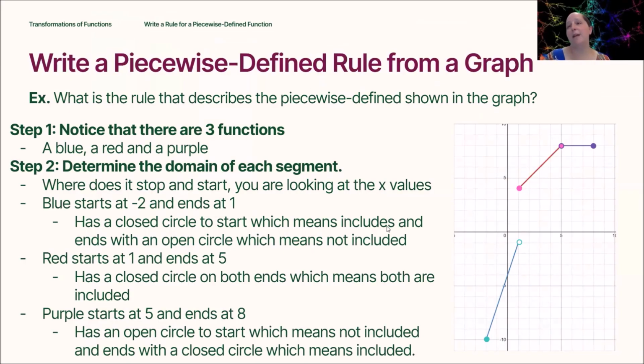I wanted to determine my domain for each of my segments. So the blue starts, again, I'm looking at my x values. My blue starts at -2 and it ends at 1. There is a closed circle at -2, which means that point's included. And there's an open circle at 1, which means it's not. My red starts at 1 and ends at 5, and they both have closed circles. And then my purple starts at 5 and ends at 8. 5 is open, 8 is closed.